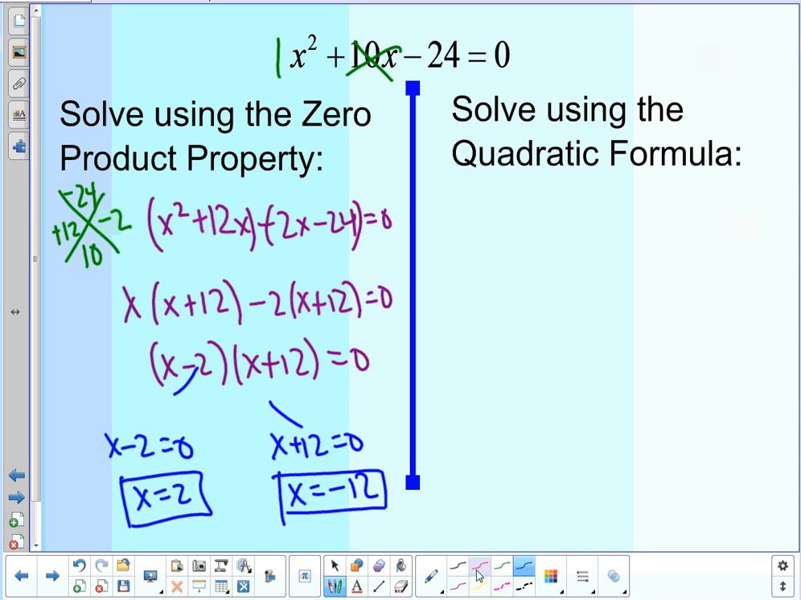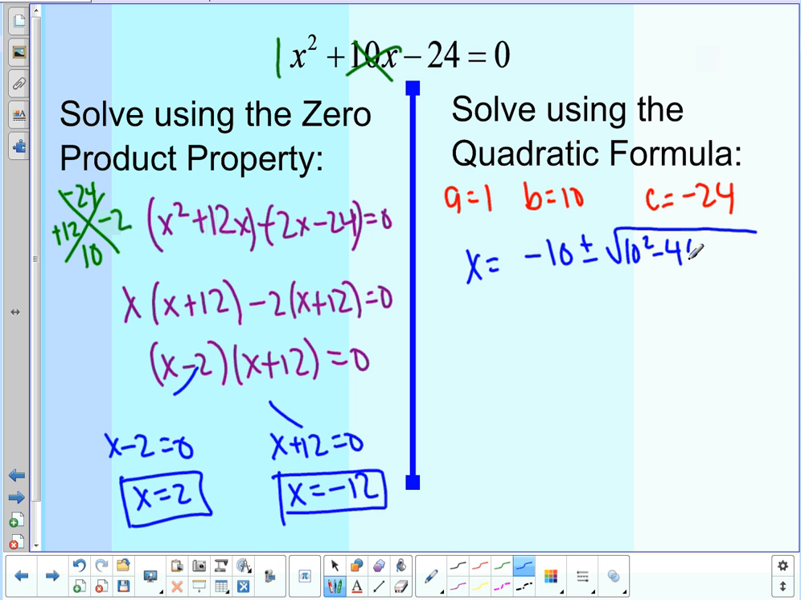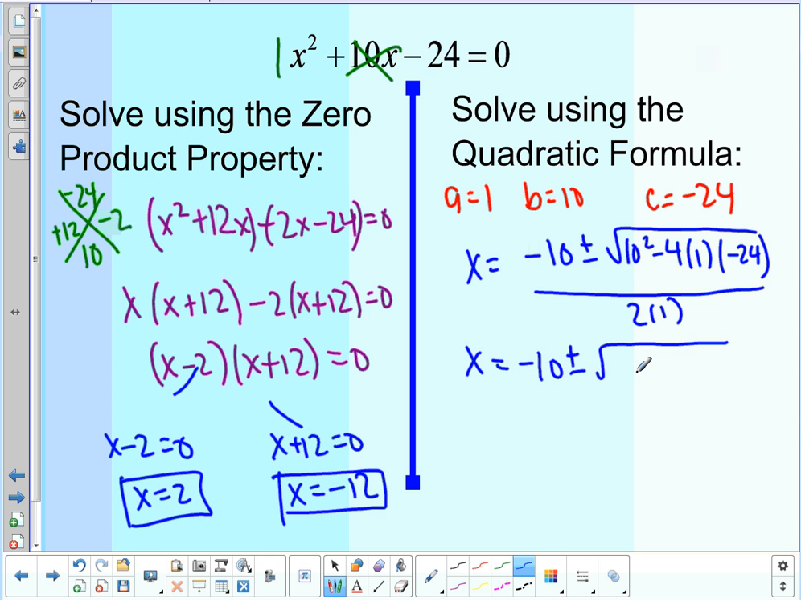Now let's take a look at the quadratic formula. If I use the quadratic formula, I've got an a value of 1, a b value of 10, and a c value of negative 24. So I plug that all in. I've got x equals the opposite of b, plus or minus the square root of b squared minus 4 times a times c, all over 2 times a. Again, simplify underneath that radical first. You've got to take care of that. A radical symbol is like a grouping symbol, like parentheses, so I have to do that first.